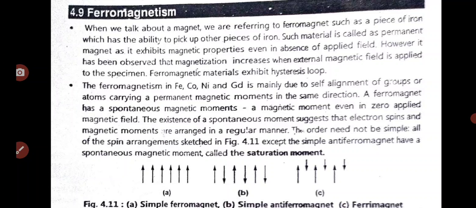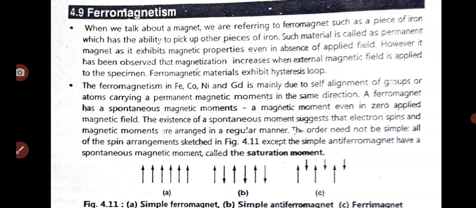If we consider the phenomenon, the magnetization observed increases when the external magnetic field is applied to the specimen, and a ferromagnetic material exhibits a hysteresis loop. After some time we will see the idea of the hysteresis loop and how it works.